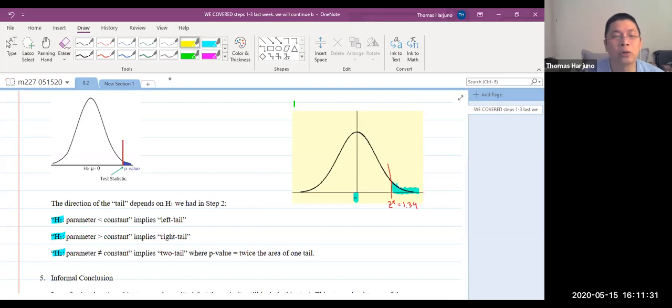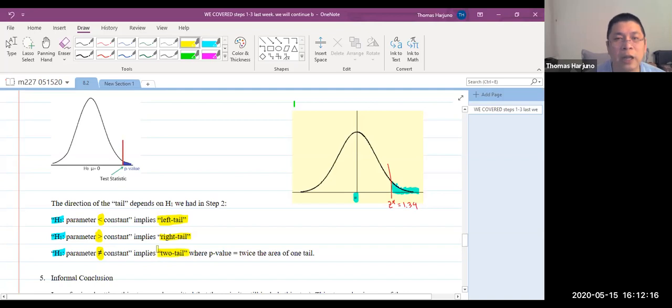It depends on the inequality sign here. Basically, if the parameter is less than a constant, then we will do what they call the left tail. We will compute the area or the probability in the left tail, and if it is greater than the constant, then we will do the right tail. If we use a not equal sign, then we will do two tails.